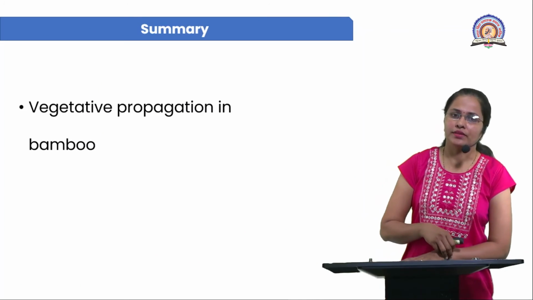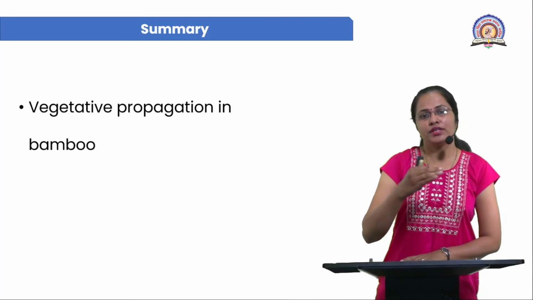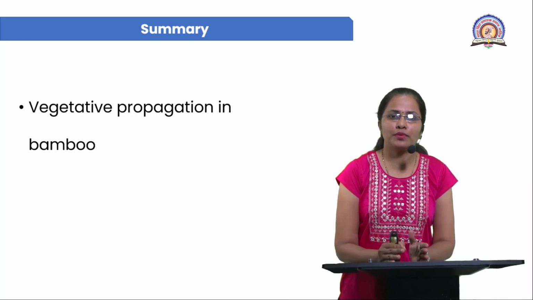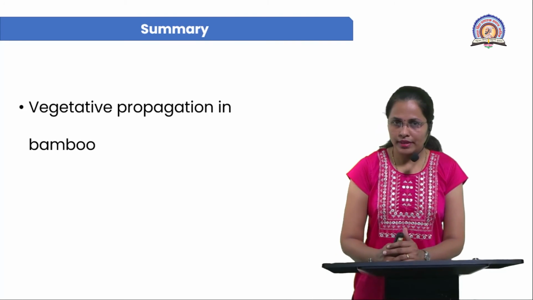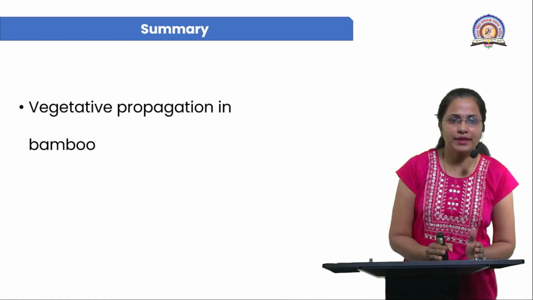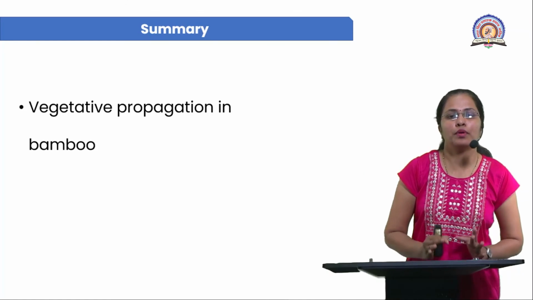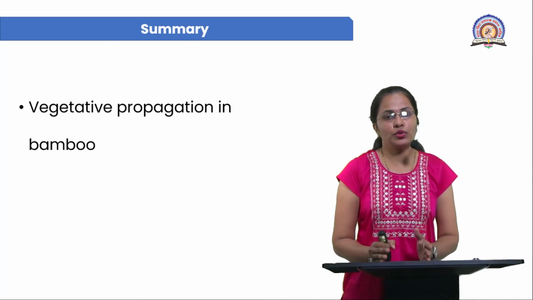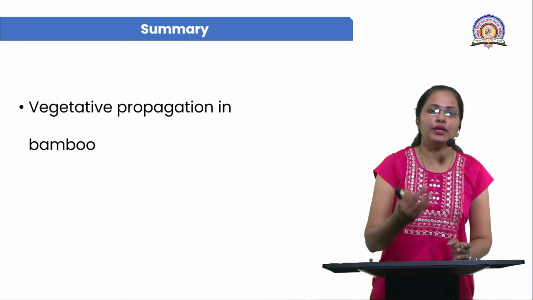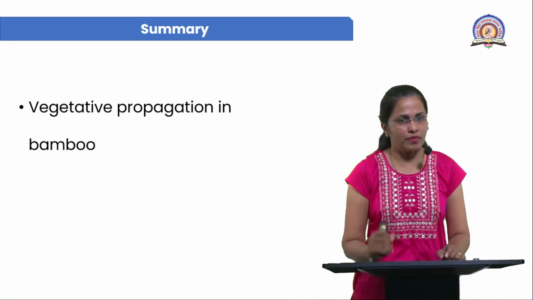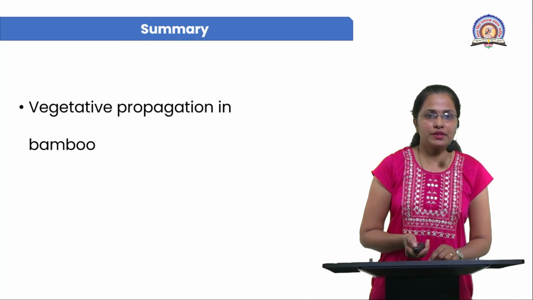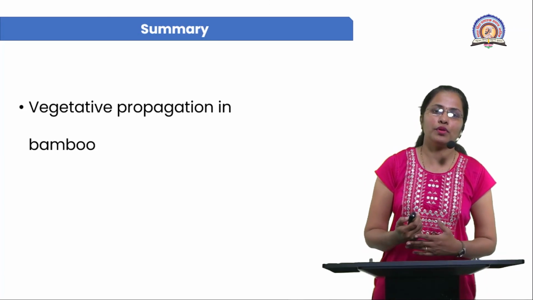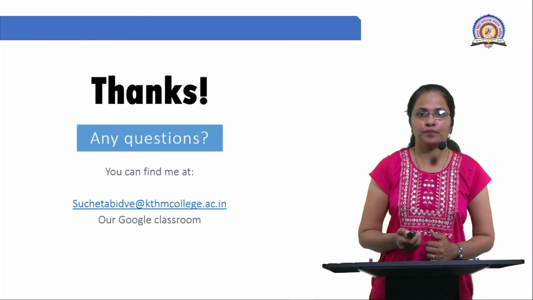So in today's lecture, we have seen the vegetative propagation in bamboo. What are the important steps in the vegetative propagation? Mainly by using clump cutting, how we are going to properly select the proper age clump of the bamboo. Then we have seen what can be done in order to enhance the rate of rooting and shooting in the stem of bamboo. In the next lecture, we will see the products of bamboo and the economical importance of the bamboo. Okay, thank you.